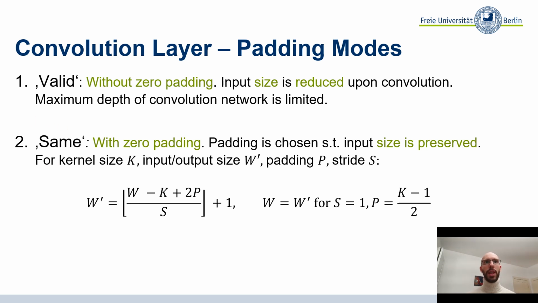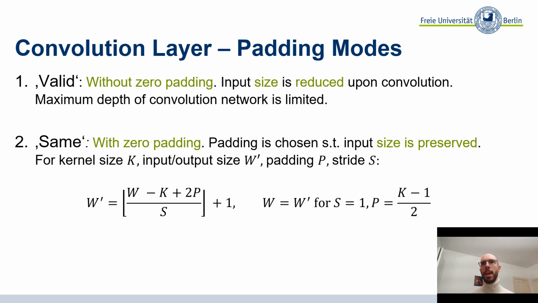But we can tackle that problem using same padding for our convolution. This means that we have a zero padding around our inputs, and the padding needs to be chosen such that the input size is preserved. So how do we do that? Well, there's a neat formula for the output size of our image. If we have an input image of size W, a kernel of size K, padding of size P, and a stride S, then our output image is going to have dimension W prime, and can be expressed like this. Now if we want to enforce that W is equal to W prime, and our stride S and kernel size K are given, we can just insert this in our formula and solve for P, and then we get that P is equal to (K minus 1) divided by 2.